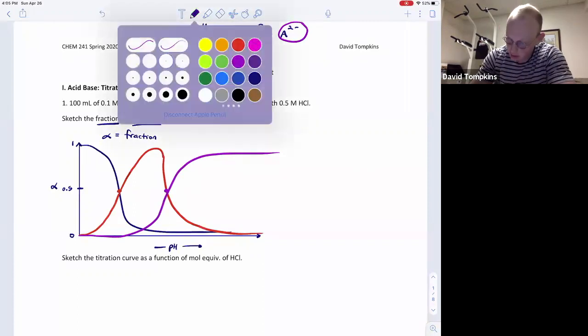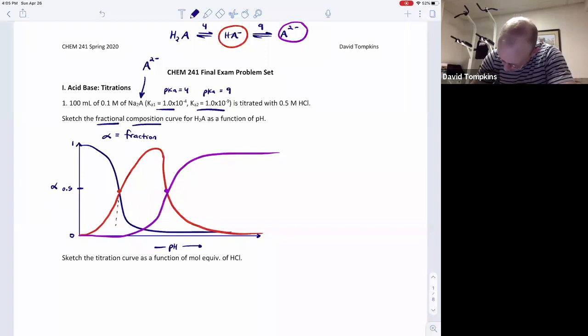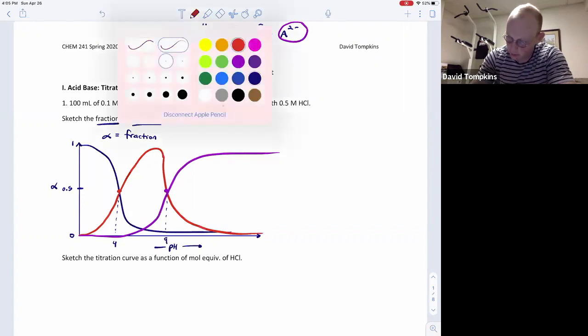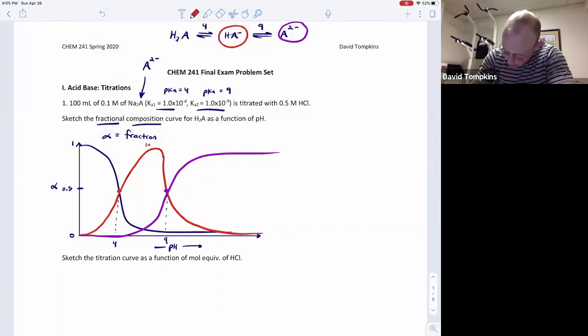So remember that the intersection points here are the pKa's when you have 50% of each conjugate form. Those are the half equivalence pHs. Whenever you have approximately 100% of the intermediate, that's when the pH is the average of the pKa's, 6.5. Okay, that was like the isoelectric point.